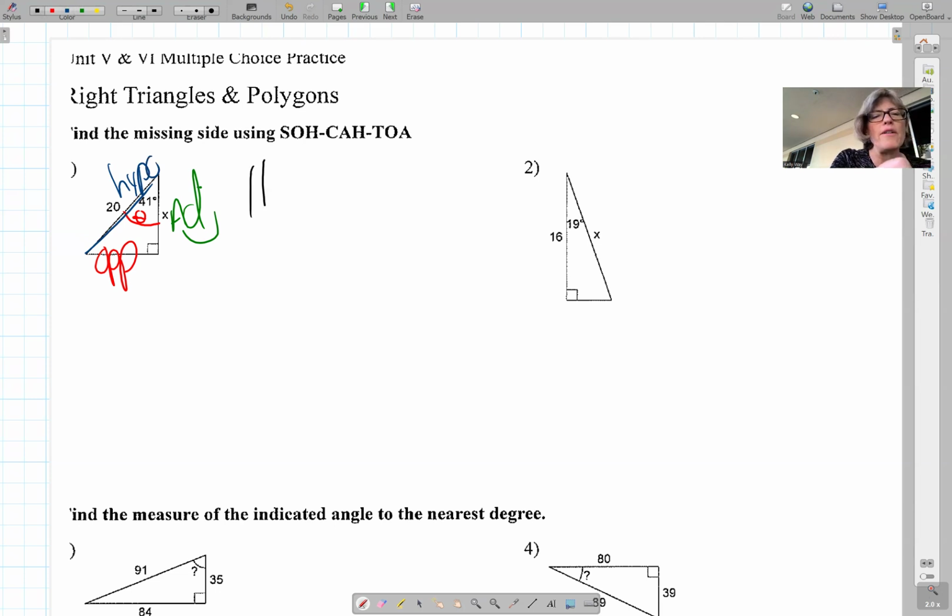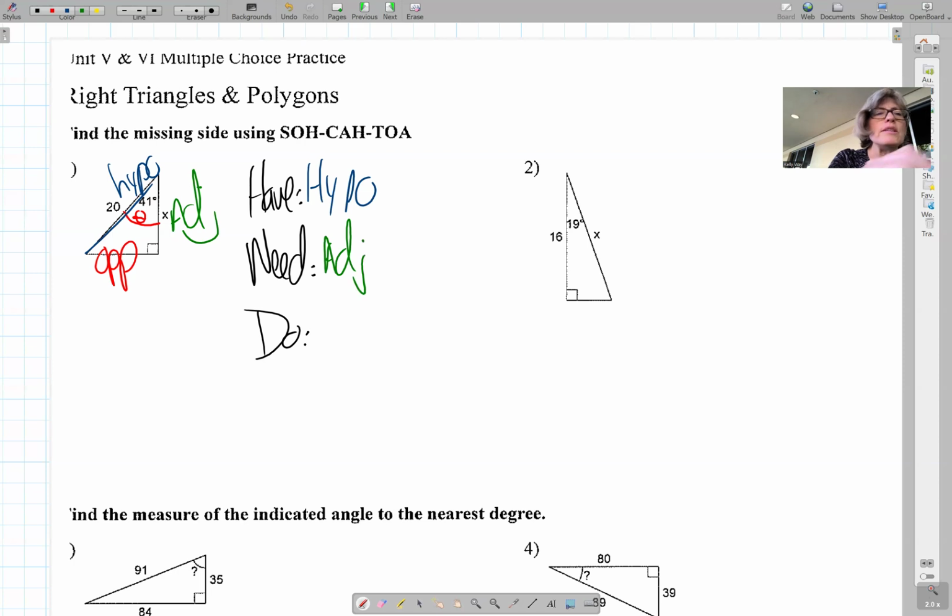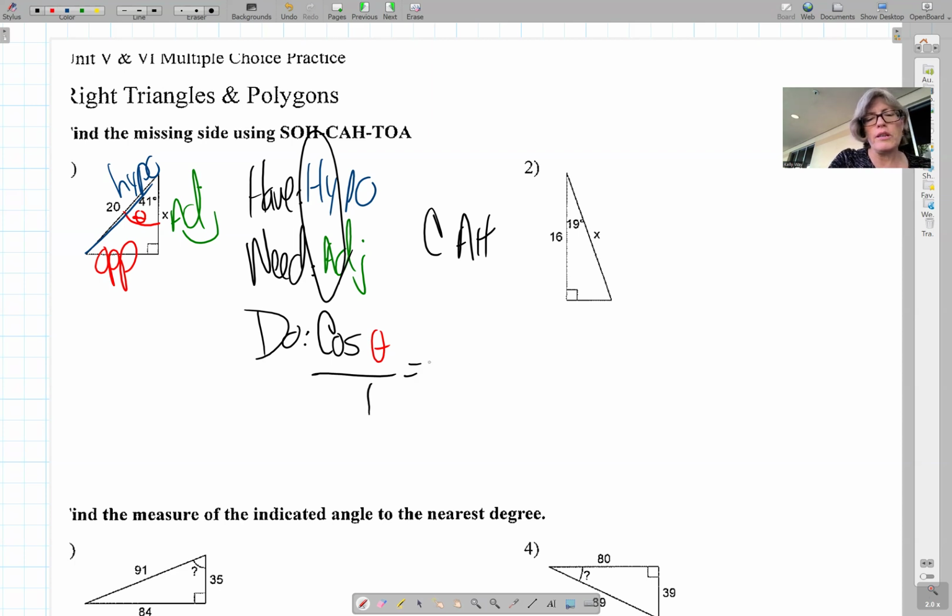And we do have what we need. In this case, we have the hypo. We need the adjacent. That's an AH combo, so that goes with cosine. So that's cosine theta over 1 equals adjacent over hypo. Always write your equation out.